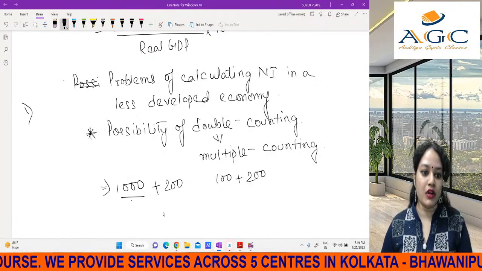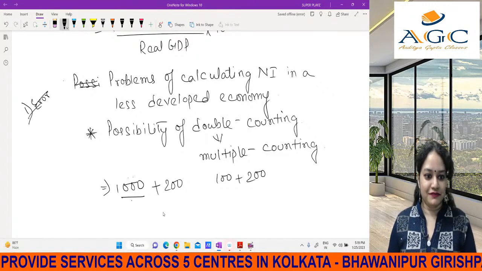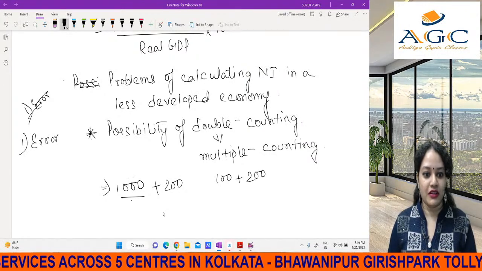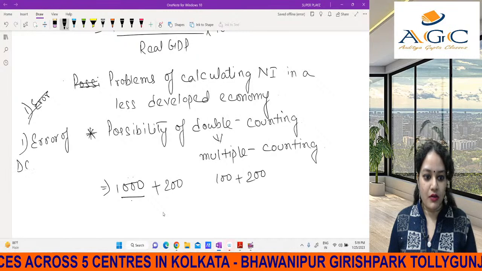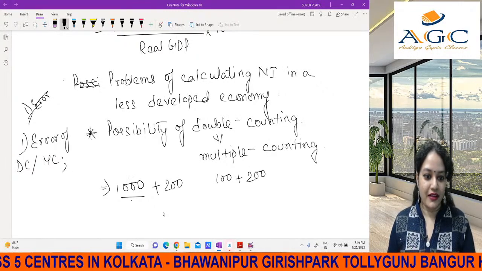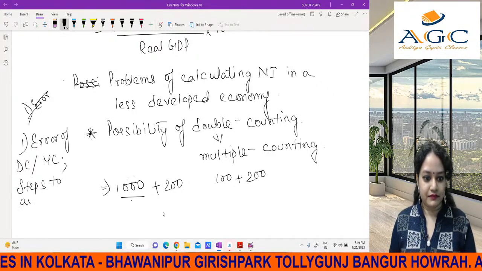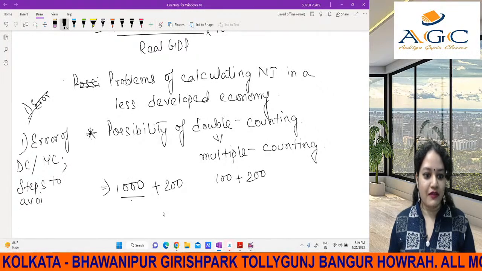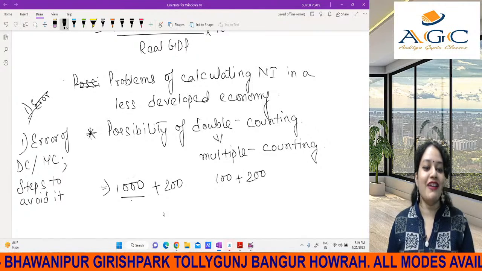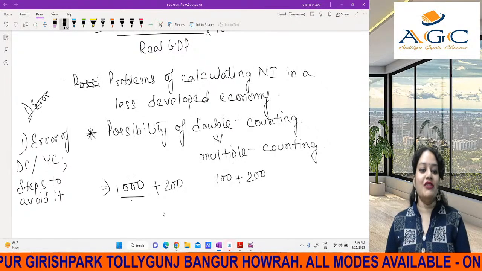So the question was what? Error of double counting. Sorry, the spelling is wrong. So the question was, this is a separate question. Error of double counting or multiple counting. Okay. And the steps to avoid it. ठीक है? This is not Marvel DC. This is double counting, error of double counting and multiple counting. ठीक है? Okay. So this is one question.